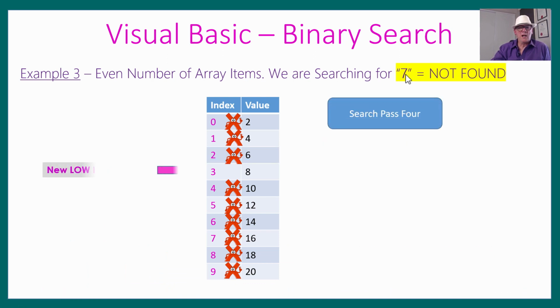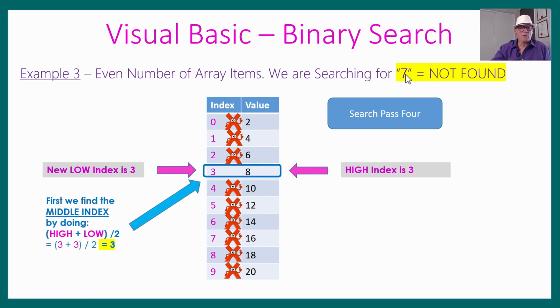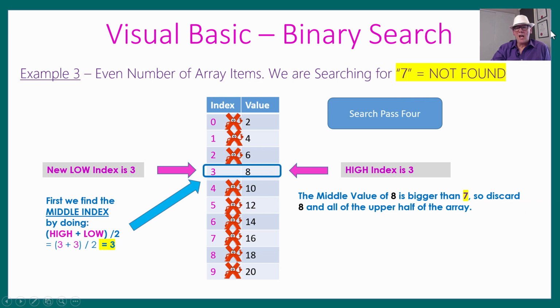So wow, we're up to search pass 4 for this one. The low index is 3, the high index is also 3. And when you do 3 plus 3, add them together, divide by 2, the middle index is also 3. And so we go to position 3 and there's an 8 there. How does 8 compare against 7? Well, 8's bigger than 7, and so we're going to discard 8 and all of the upper half of the array, which we've already done anyway, because we got rid of all those big numbers. So now there are no numbers left, no positions, no boxes, no storage locations to look at to try and find our 7 that we're looking for.